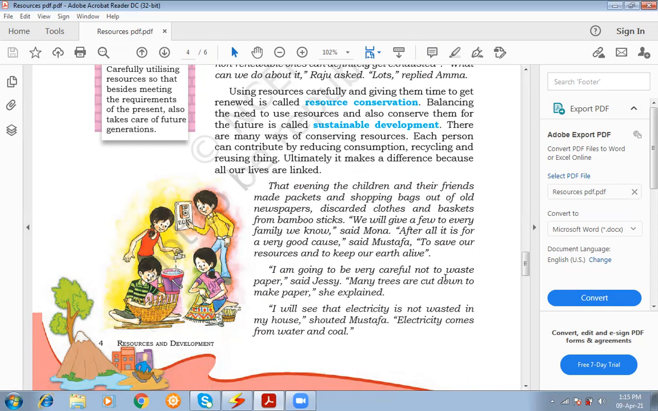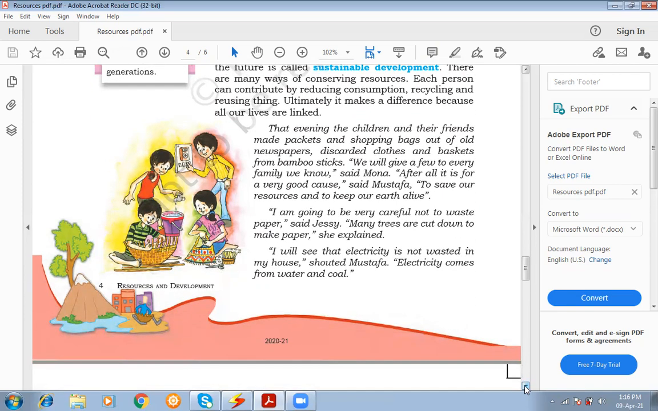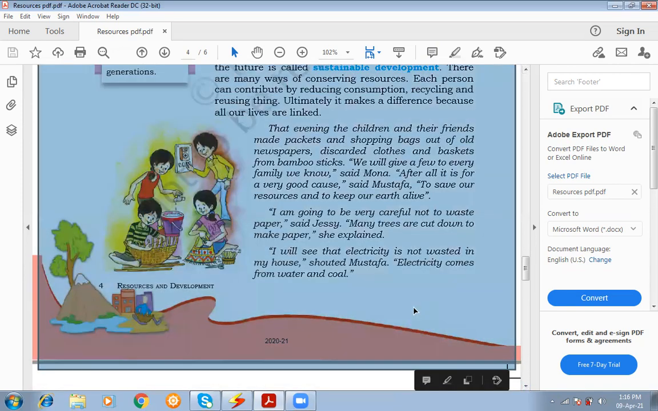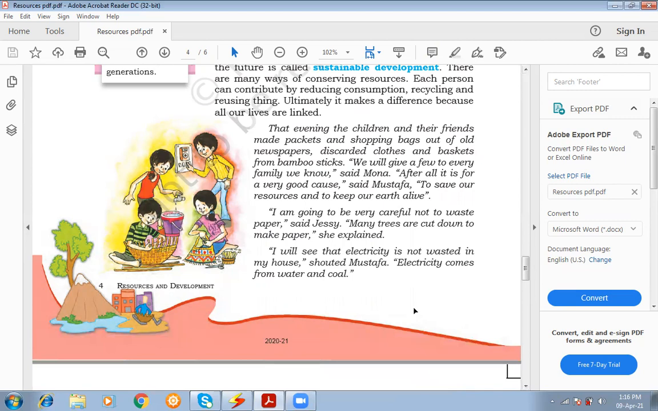"I'm going to be very careful not to waste paper," said Jesse. "Many trees are cut down to make paper," he explained. "I will see that electricity is not wasted in my house," shouted Mustafa. "Electricity comes from water and coal." So I told you, coal is a non-renewable resource. Water, though it is renewable, we should still use carefully to save for future generations.